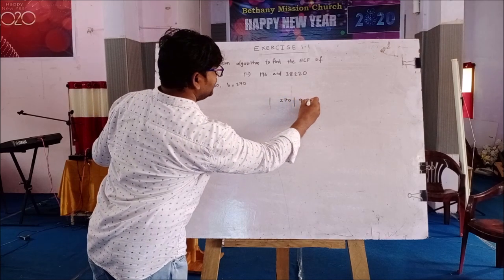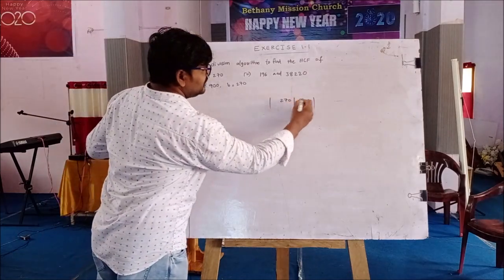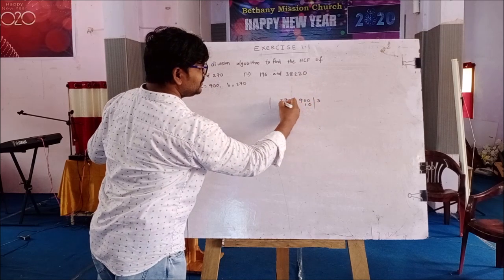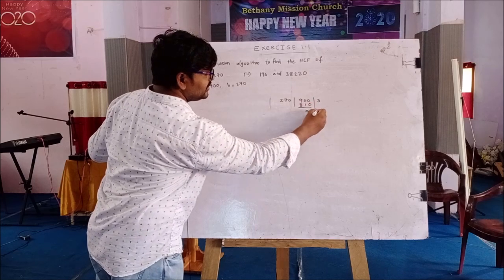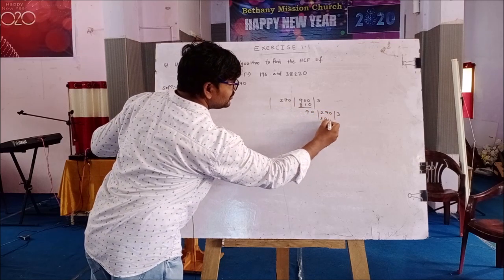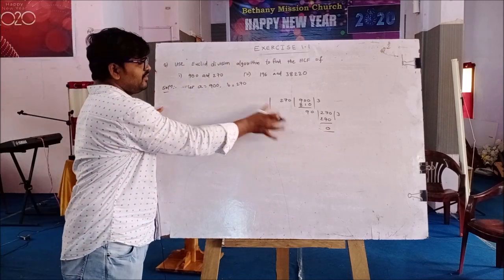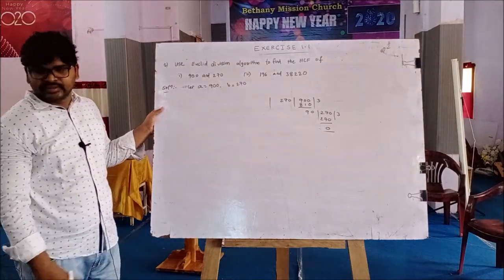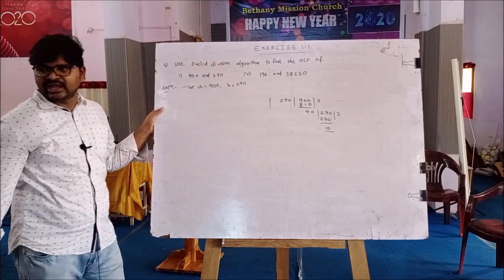270 divided into 900, the quotient is 3 and the remainder is 90. Then 270 divided by 90, the remainder is equal to 0. This is the HCF of the given two numbers according to lower classes, meaning class 6th, 7th. But we have to find the HCF of 900 and 270 by using division algorithm.